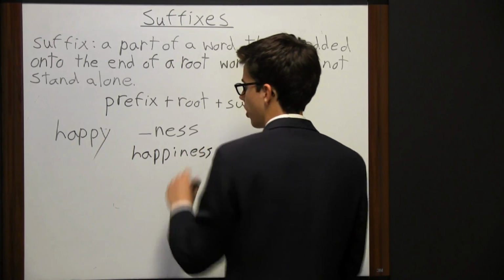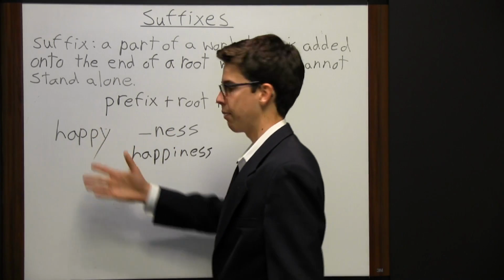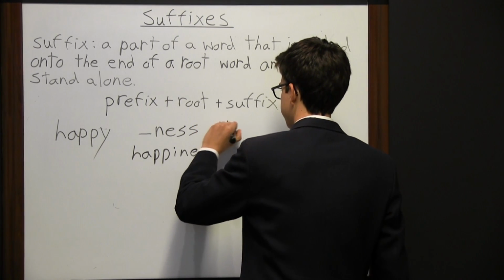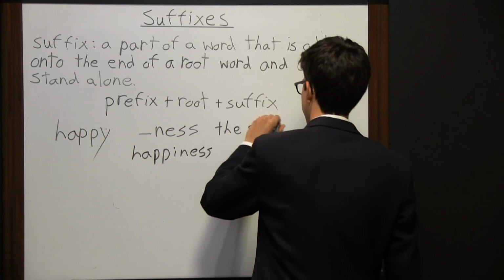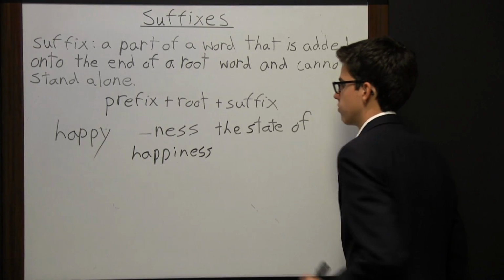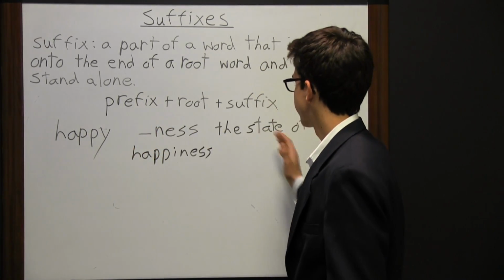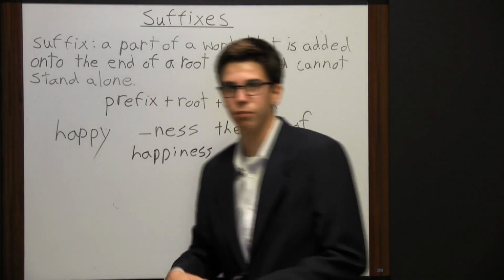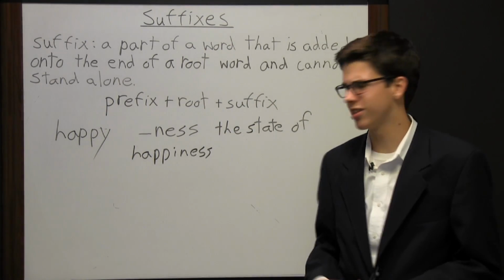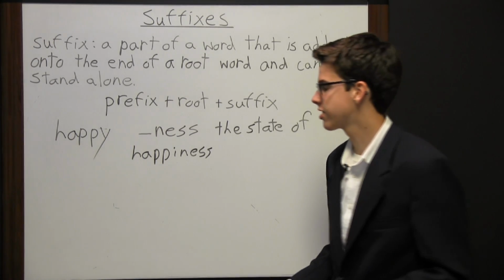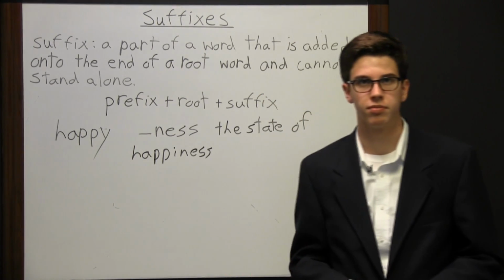And so we know what the root word means. We know what it means to be happy or joyful. But ness right here means the state of. So the suffix right here changes the meaning of happy to mean the state of being happy. So you can say that person is experiencing happiness. You wouldn't say they're experiencing happy, but you would say they're experiencing happiness.